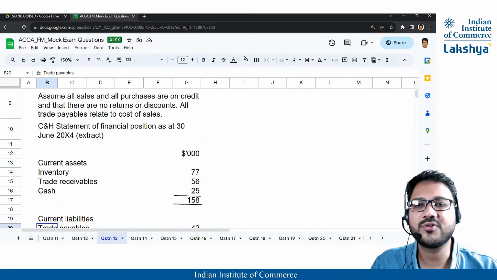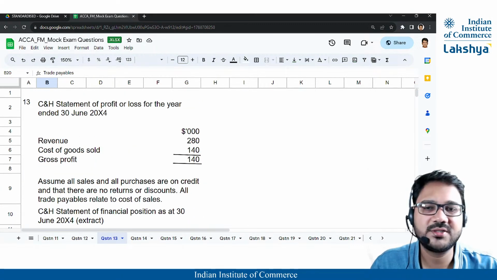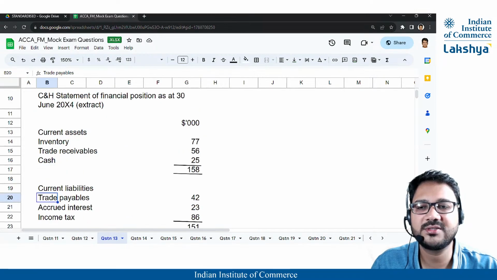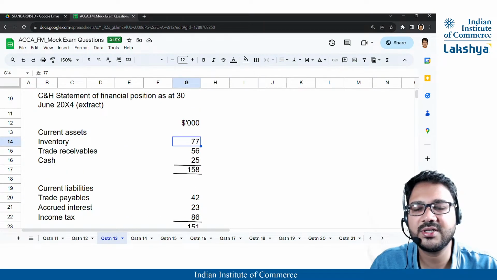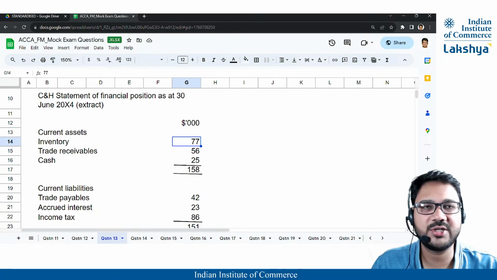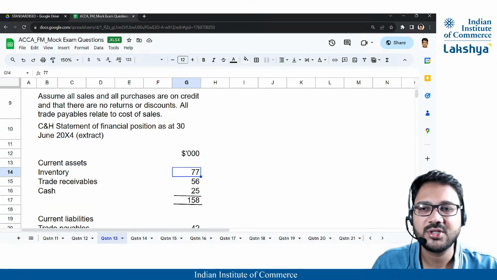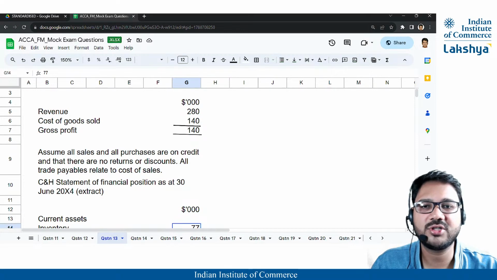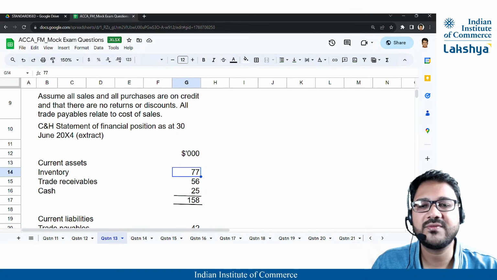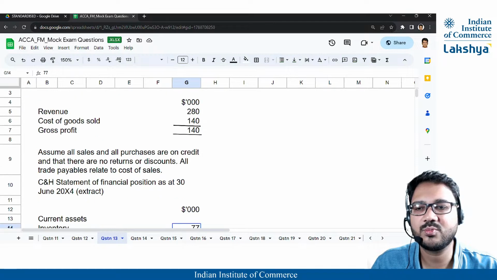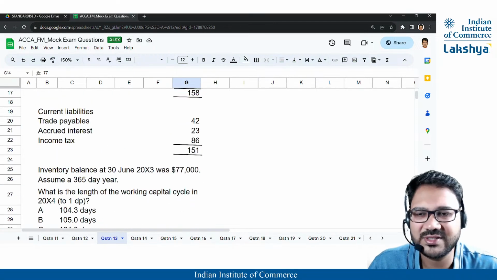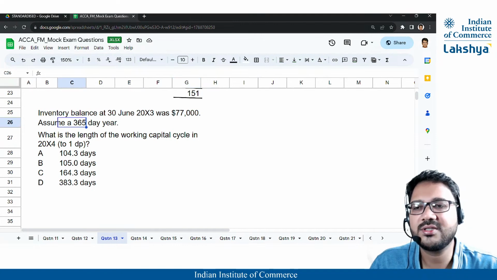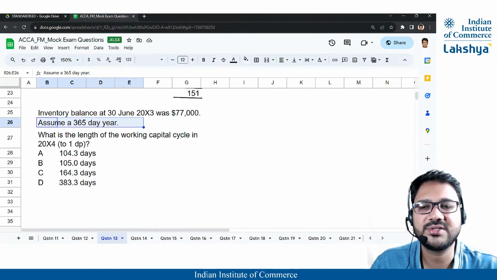Now in order to find these days, we need to use our formula. I hope you remember the formula. It's inventory divided by the basis on which you are valuing the inventory. Since we don't have purchases and no other information, we can value it at cost of goods sold, multiplied by 365 or 360. Nothing is mentioned, but it's mentioned 365 days, so we'll take it as 365 days.